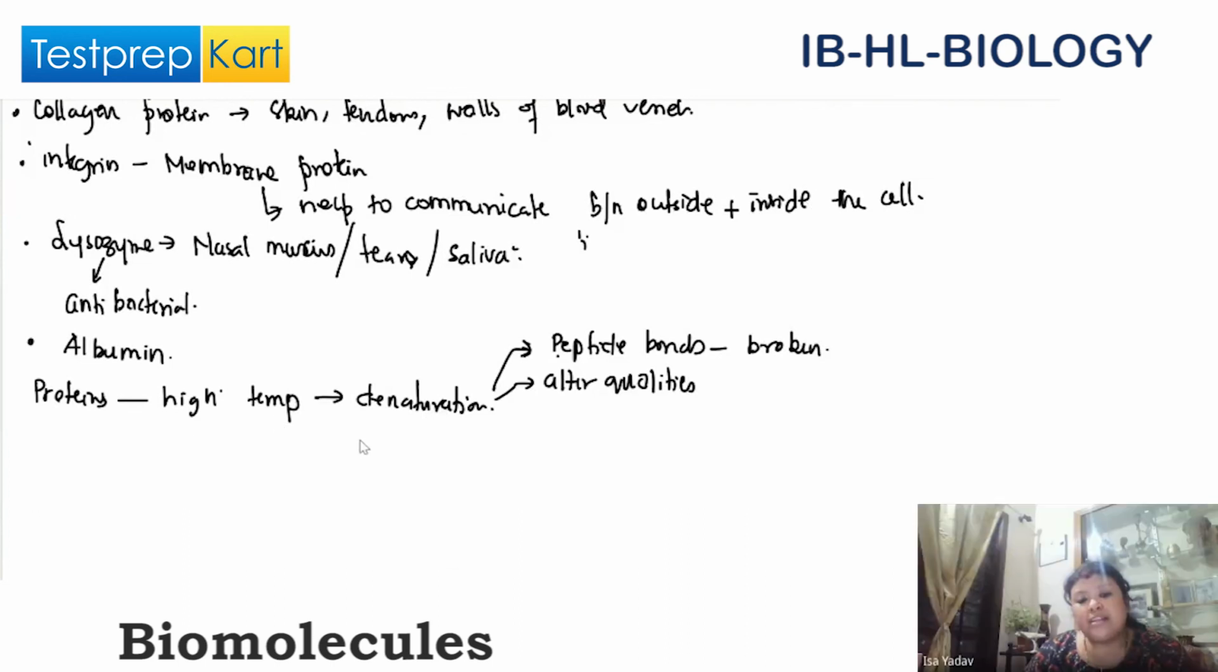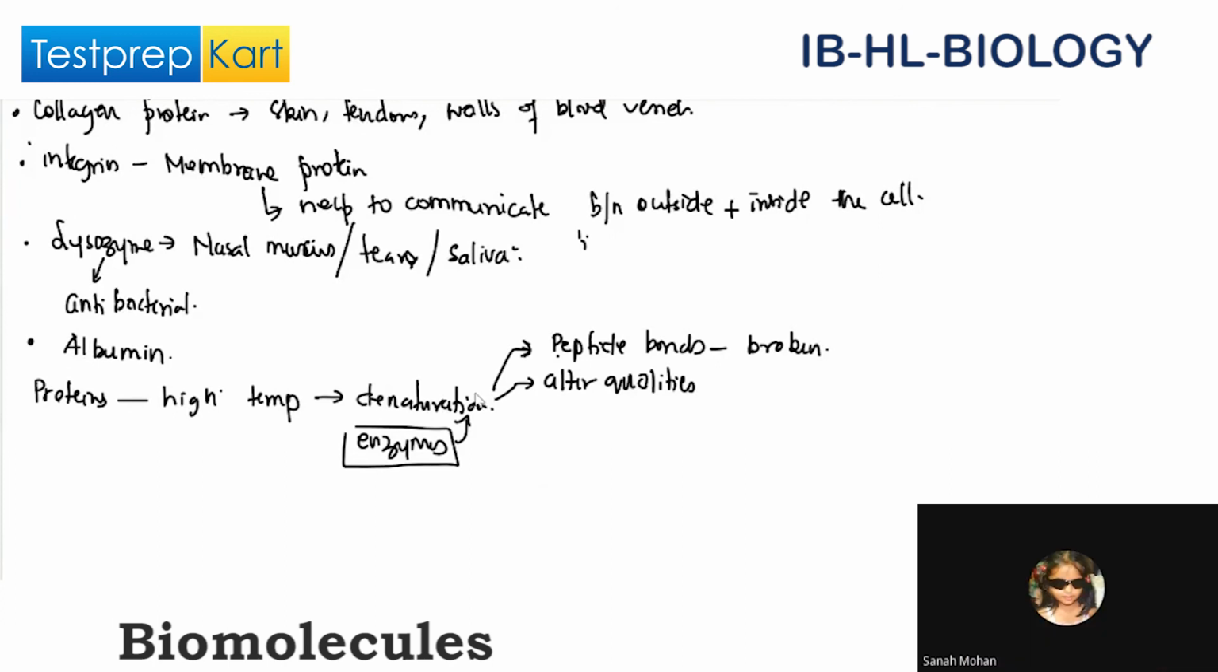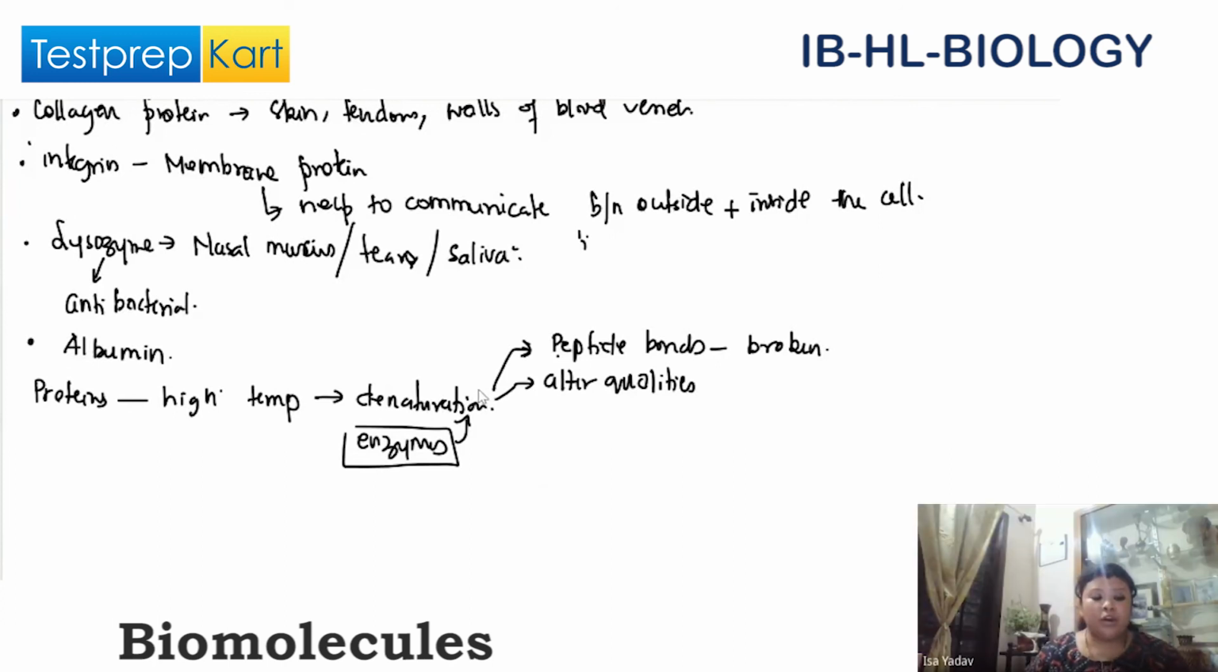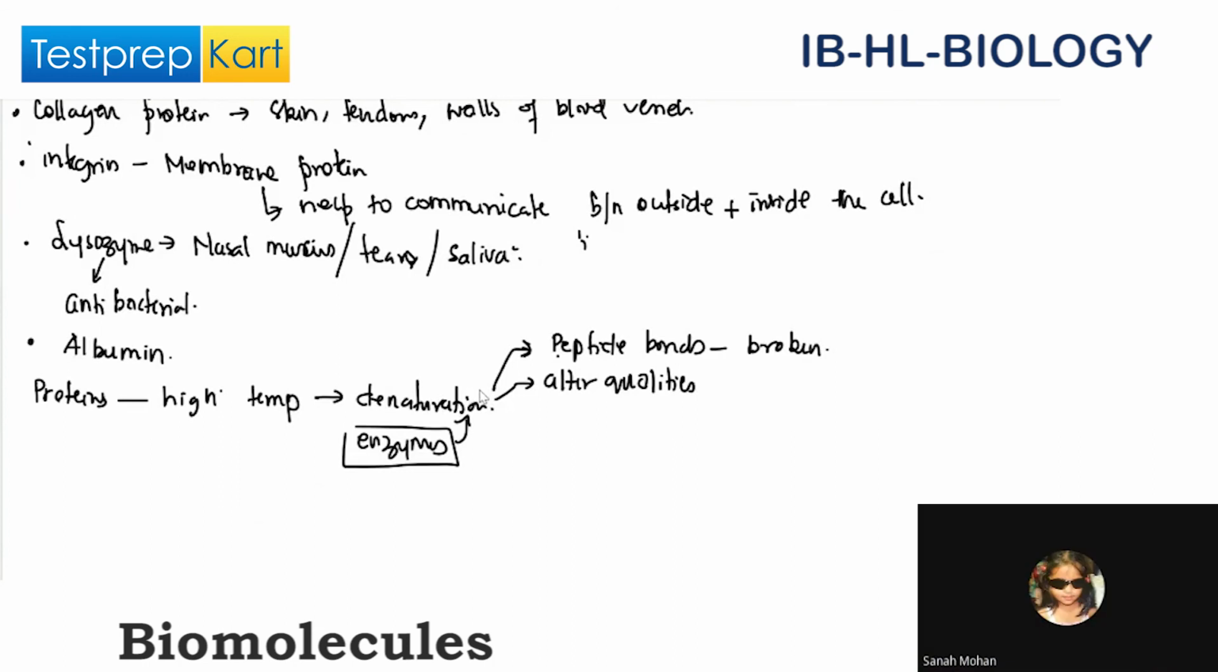I'll just give you one example here: enzymes. We are going to study enzymes later on. Enzymes are also protein. At very high temperature, when enzymes undergo denaturation, that means the enzymes get destroyed. Clear? So, denaturation of enzymes.